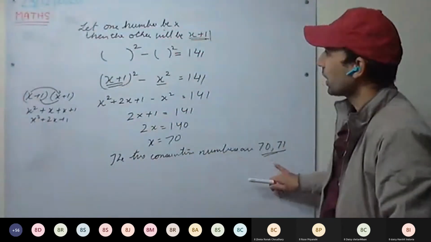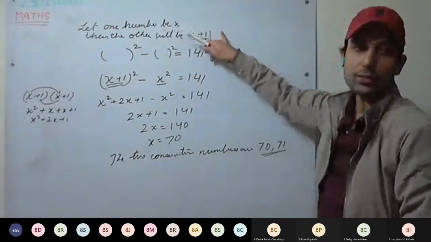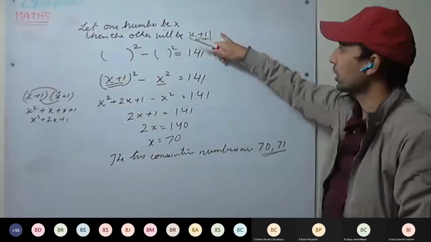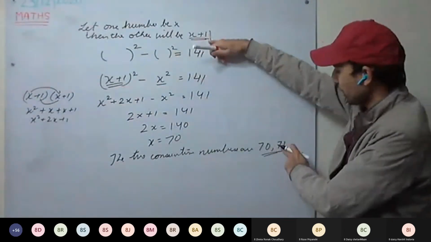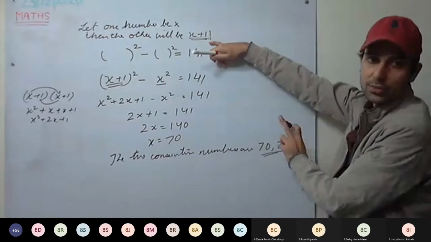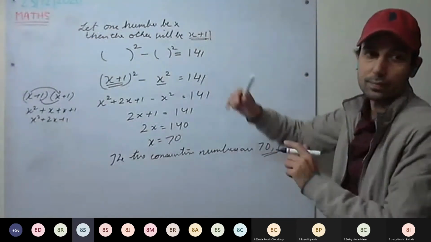So the two consecutive numbers are, because you have to find both numbers, x is 70, 70 we got. The other number is x plus 1, that is 70 plus 1, that is 71. Understood this one? Yes, sir.